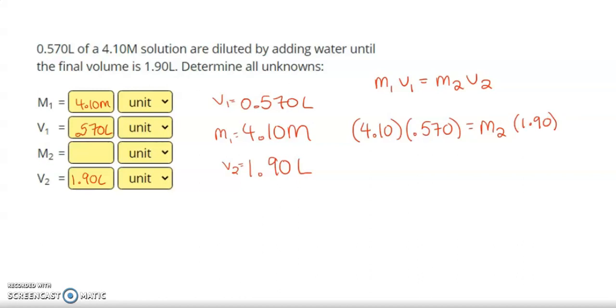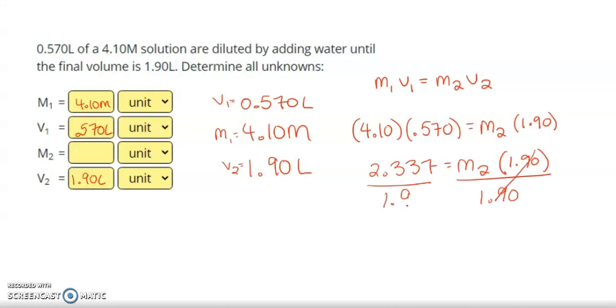The first step I'm going to do is multiply 4.1 times 0.57, and I punch that in my calculator, and I get 2.337 equals M2 times 1.90. To get M2 by itself, I divide both sides by 1.90. It cancels on that side. And over here, I have 2.337 divided by 1.90. And when you punch that in your calculator, you get the value for M2 is equal to 1.23 molar.